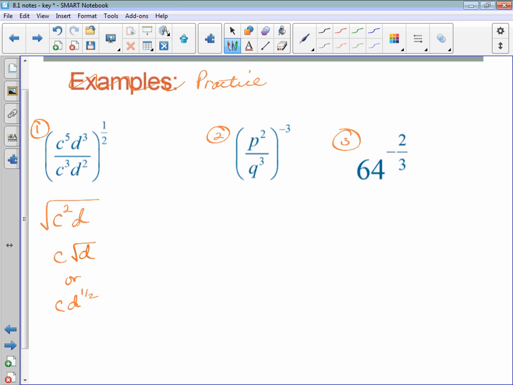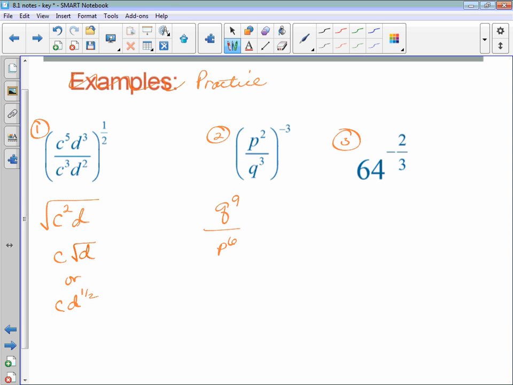All right, guys, the second one then, what does the negative exponent mean we're going to do? Yep, they're both going to move. We're going to flip it, and then we're going to cube it. So it's really going to be q to the 9th. That's a 9, I promise. Over p to the 6th. And you're done? Yes? Okay.